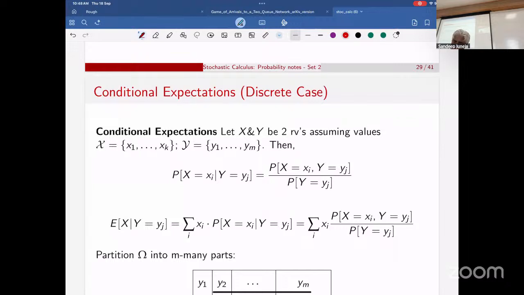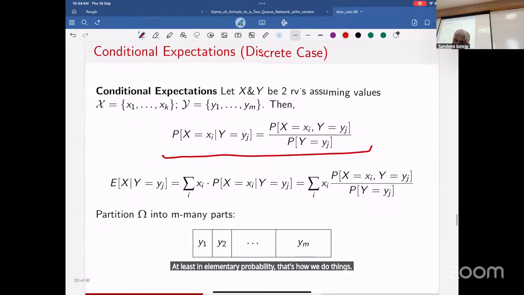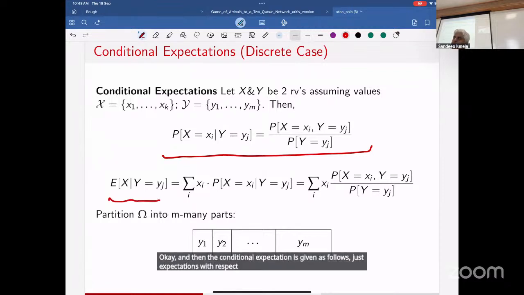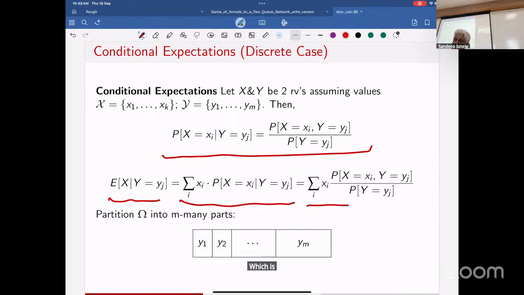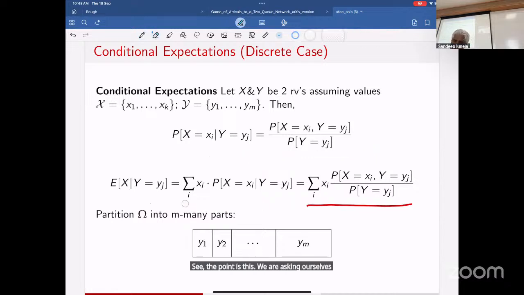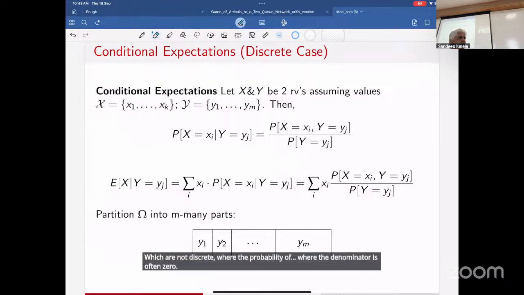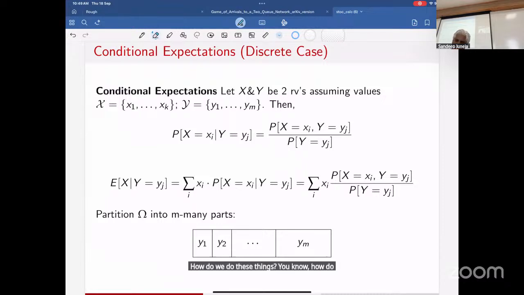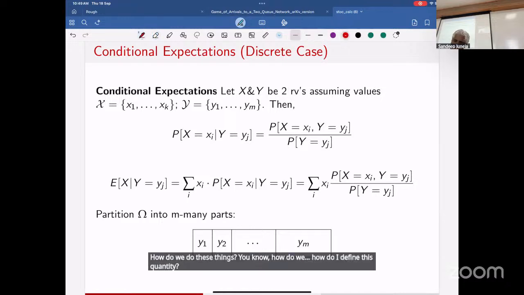At least in elementary probability, that's how we do things. And then the conditional expectation is given as follows, just expectation with respect to the new probabilities, right? This quantity right here, which is exactly this quantity right here. See, the point is this. We are asking ourselves how to extend this idea to general random variables and how to do conditioning with respect to general random variables, which are not discrete, where the denominator is often 0. How do we do these things? How do I define this quantity when the denominator is 0?